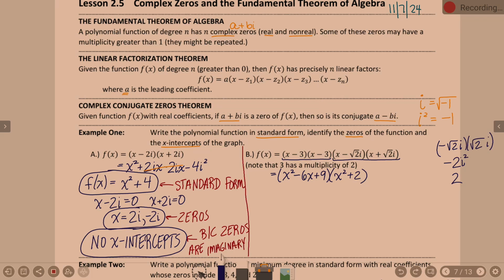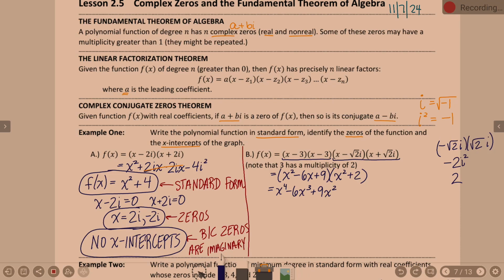We need to FOIL, distribute again. It's a personal choice of how you do this. Do you guys care which order we go in? I tend to take my 2 here and multiply them to the 3. So I'm going to take this x squared from the back and multiply it times each of the first 3. So x squared times x squared is x to the 4th. x squared times minus 6x is minus 6x cubed. x squared times 9 is 9x squared.